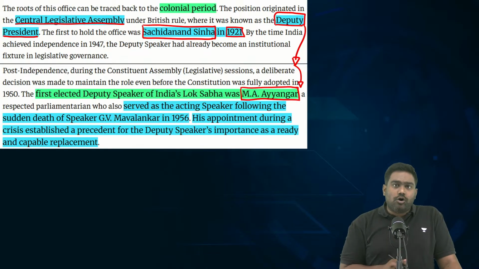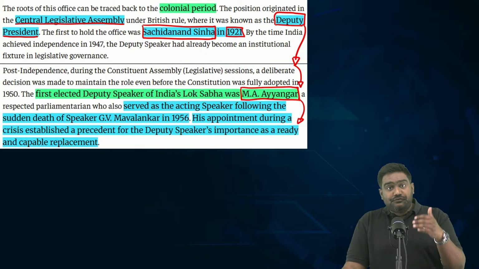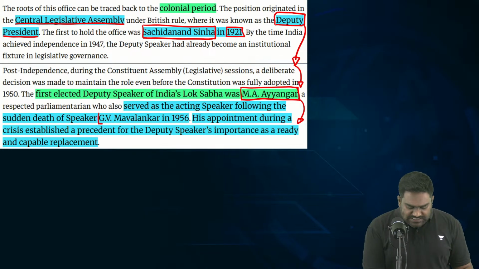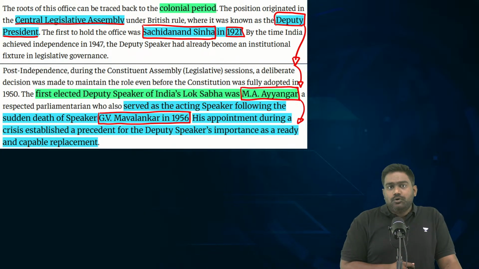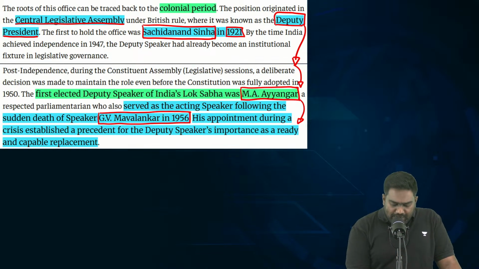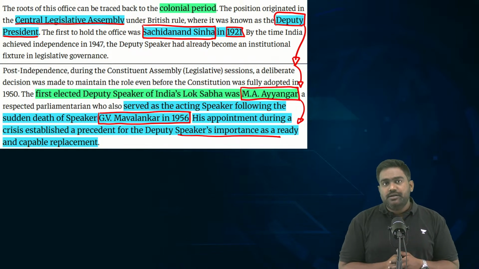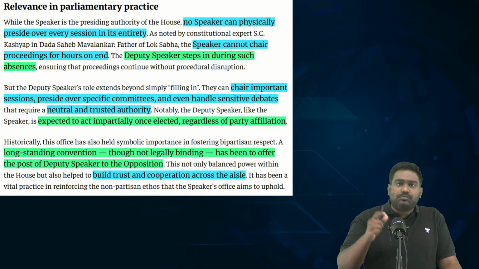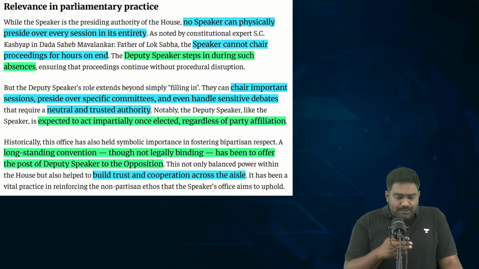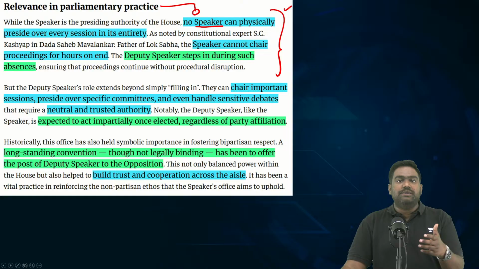In fact, the significance of this office became very clear within a few years after India's independence, when the first Speaker, G.V. Mavalankar, passed away in 1956. When G.V. Mavalankar passed away, it was M.A. Iyengar who stepped in as the second in command and provided the much needed continuity for the legislative business and governance of the Lok Sabha. So this tells you why this office is very significant as far as the conduct of proceedings in the Lok Sabha is concerned. The Deputy Speaker will provide the much needed stability in the House of the People.